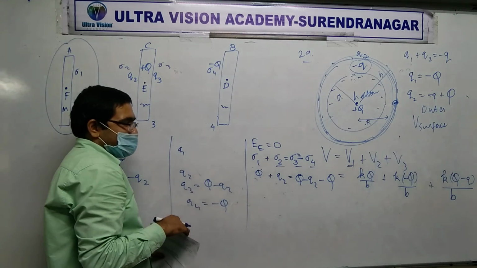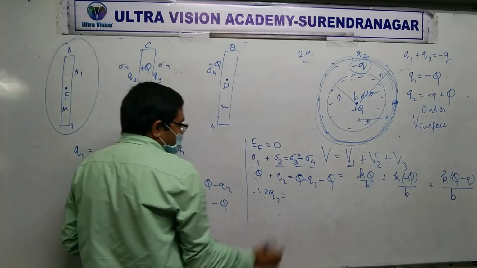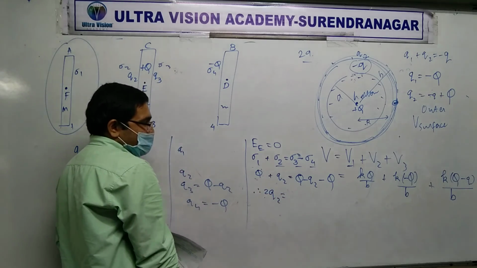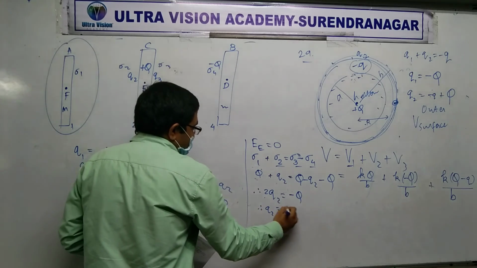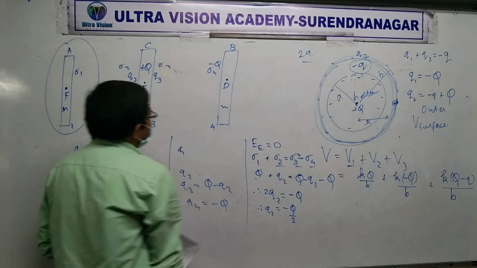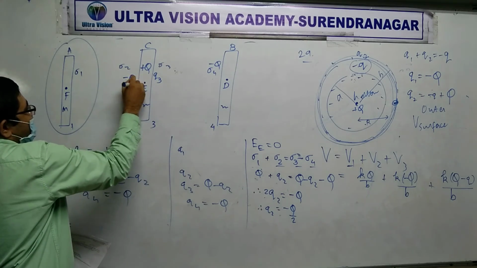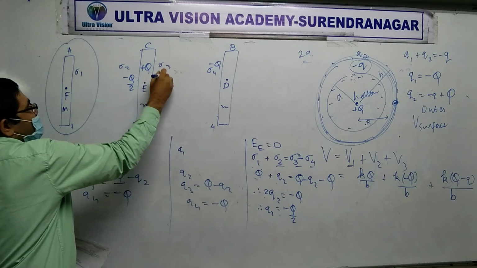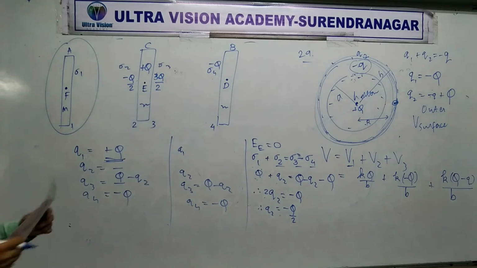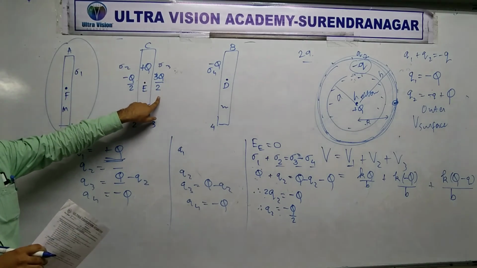Okay, how do we simplify? What do we get? 2q2 equal to minus 2q2 equal to minus q. Therefore q equal to minus q by 2. So on this side minus q by 2, and on this side what will come? 3q. Did you understand or not? Clear? On one side we got minus q by 2, on the other side we got 3q by 2.